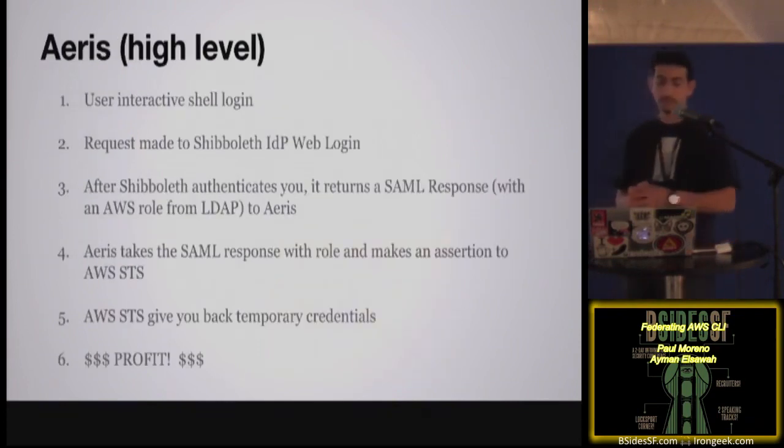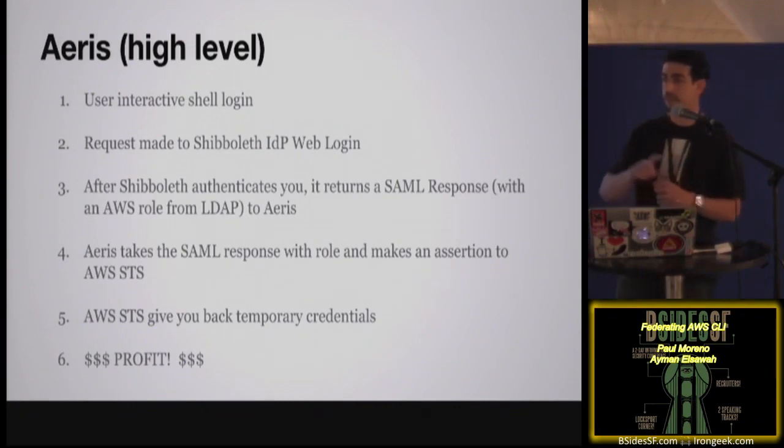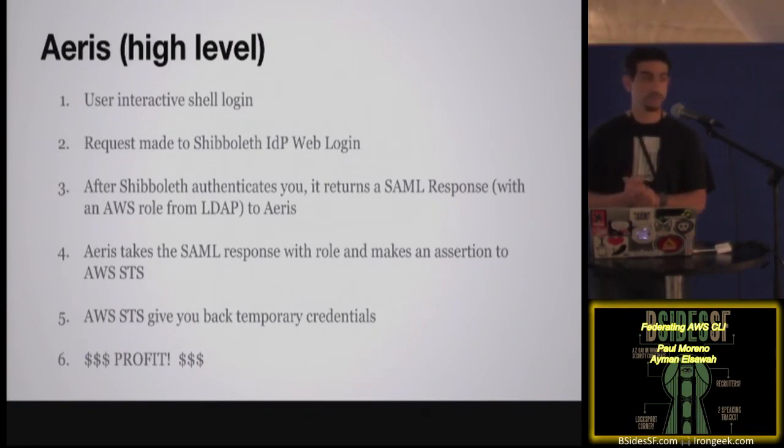So how does it work? Well, you have an interactive shell login. The user enters their username and password. Actually, they only have to enter the password because it'll take it from the shell. And Eris will go to Shibboleth's web login, enter the credentials, come back from Shibboleth with a SAML response. It will then take that SAML response and send it over to STS's service, send an assertion over there. STS checks it, makes sure everything's fine, that it came from a trusted source, which is the Shibboleth, which I talked about earlier. And then you get credentials, and you profit. Everybody wins.